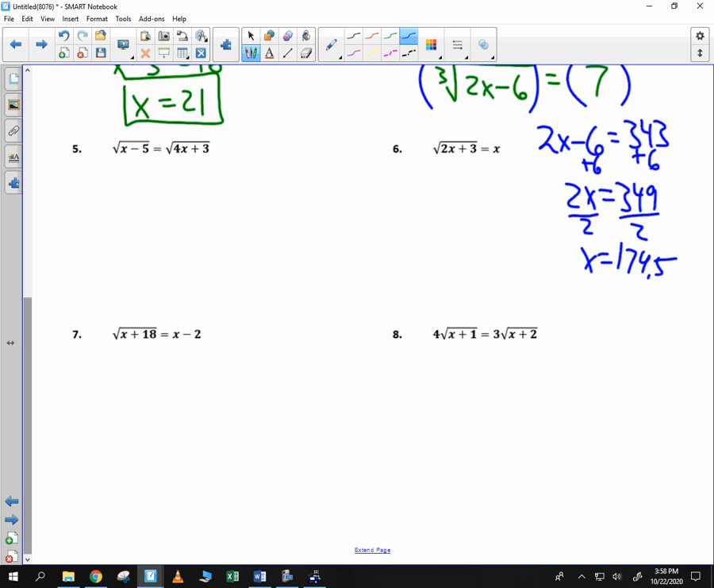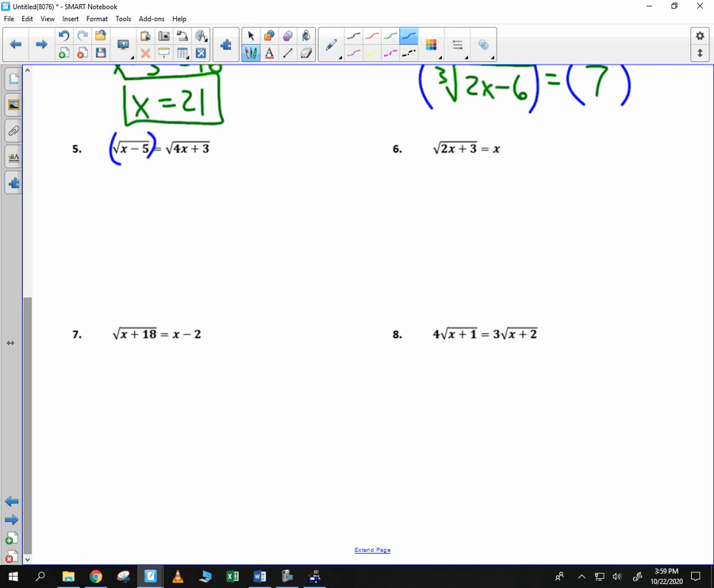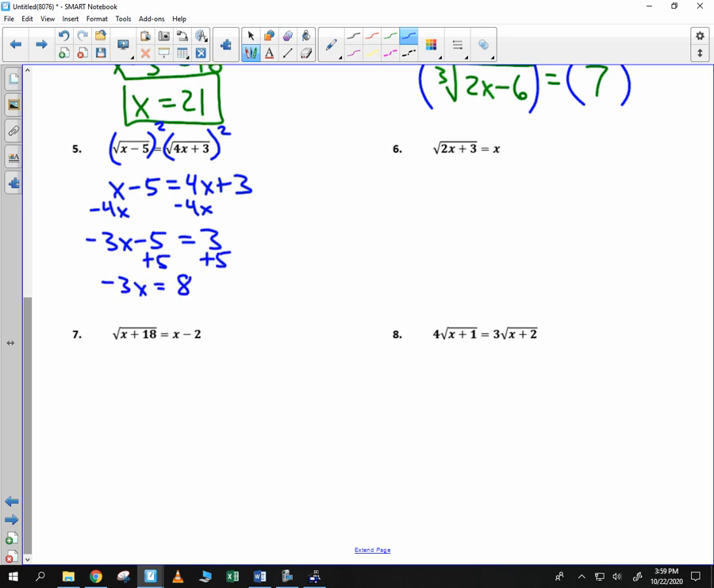Two more problems, or a few more problems. What's different about example 5 is that you have 2 square roots. No worries. We will just simply square both sides. And we get x minus 5 is equal to 4x plus 3. We gather like terms, subtract the 4x from both sides. We get negative 3x minus 5 is equal to 3. We add the 5. Negative 3x is equal to 8. Divide by negative 3. X is negative 8/3.